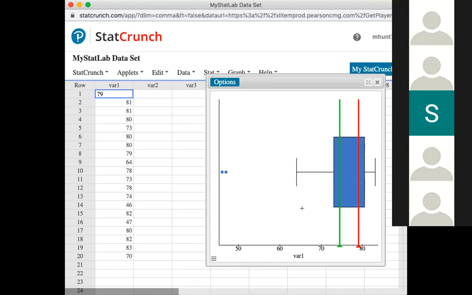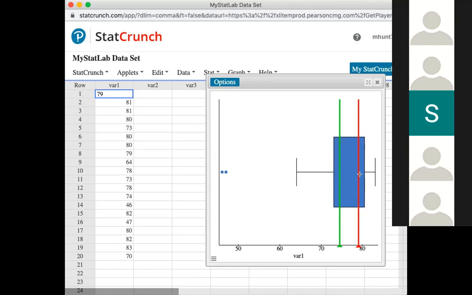This graph is not symmetrical. Please tell me, it is skewed in what direction, left or right? Left. The outliers are on the left-hand side of the box. The mean is smaller than the median, dragged down by those small values.